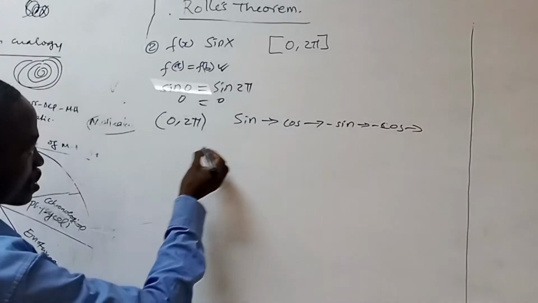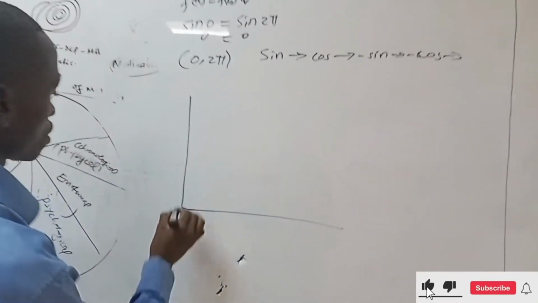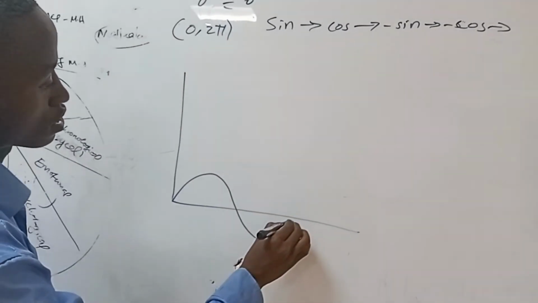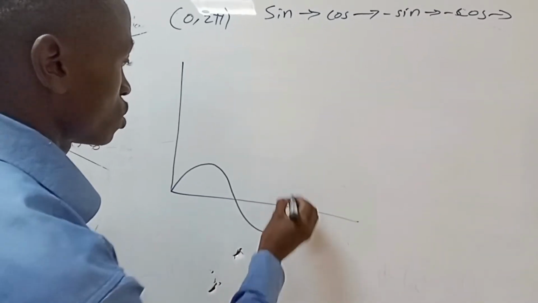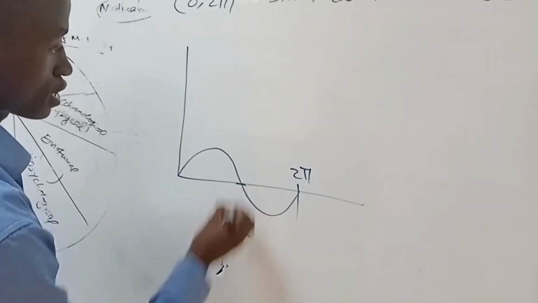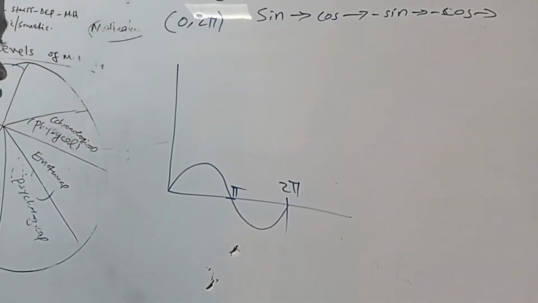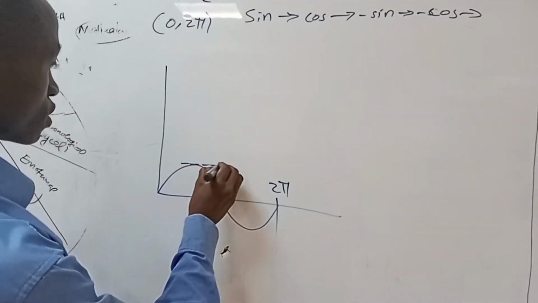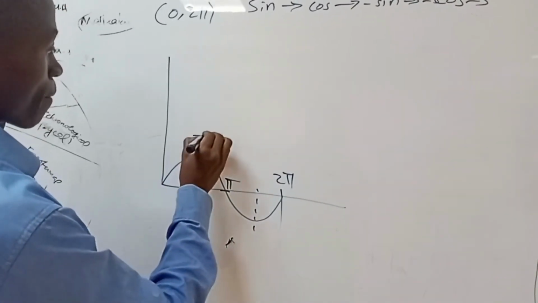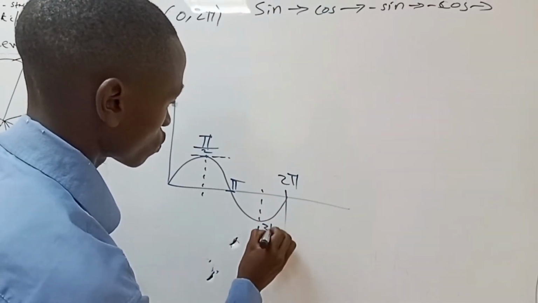So if we differentiate, then our function was like this. Now since it is for sine of x, it is going like this, like this, like this. So this is our 2 pi. Once again, you are able to see there are some points there, and this one is pi, and we have the turning points, and this one is pi over 2, and this one is 3 over 2 pi.